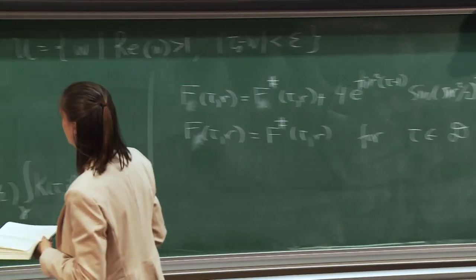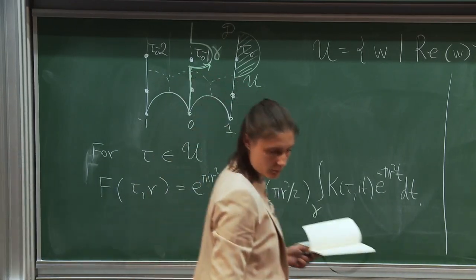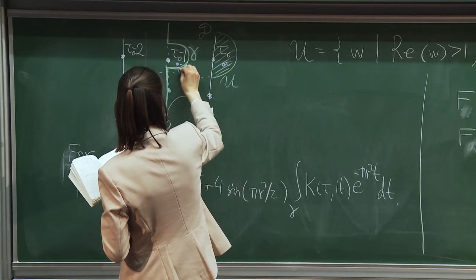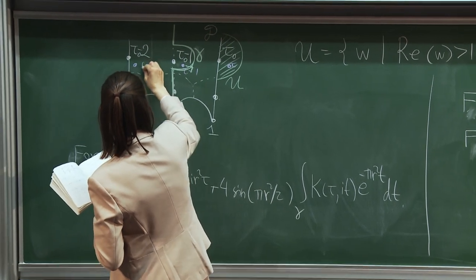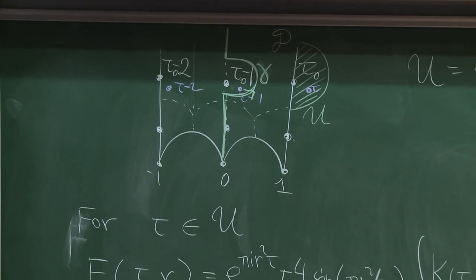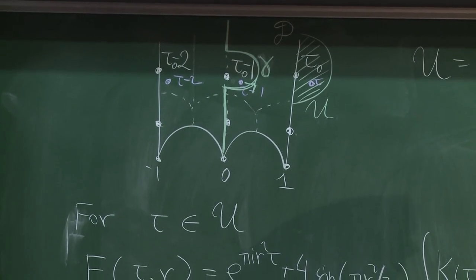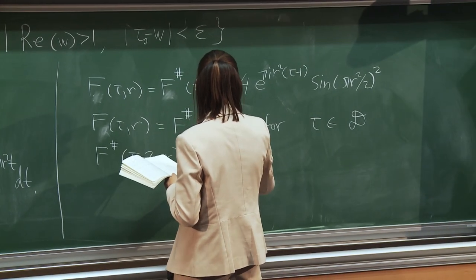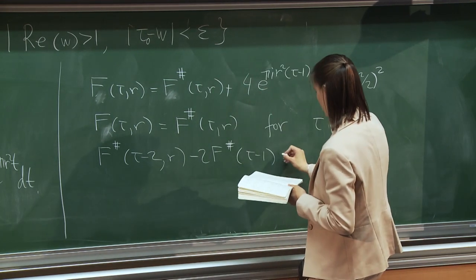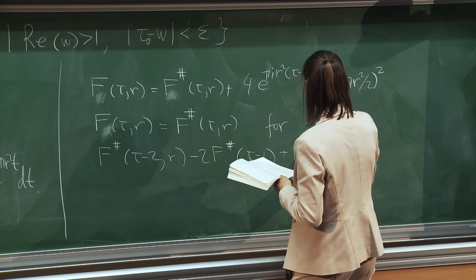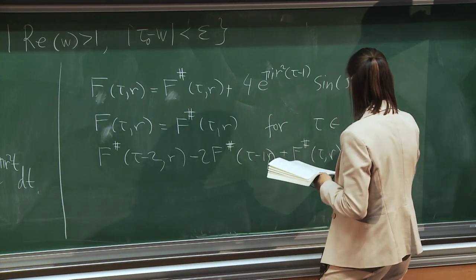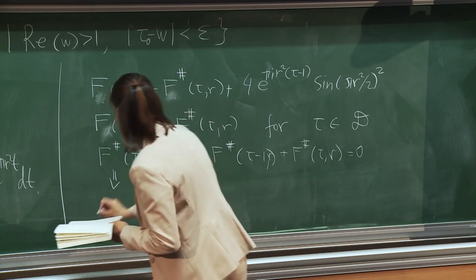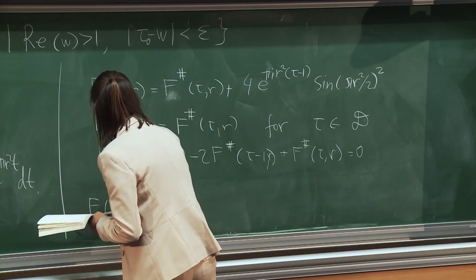And so now if we take, for example, points like tau, tau minus 1, and tau minus 2, we also know that this functional equation holds. So from here we can compute what this number would be, f of.